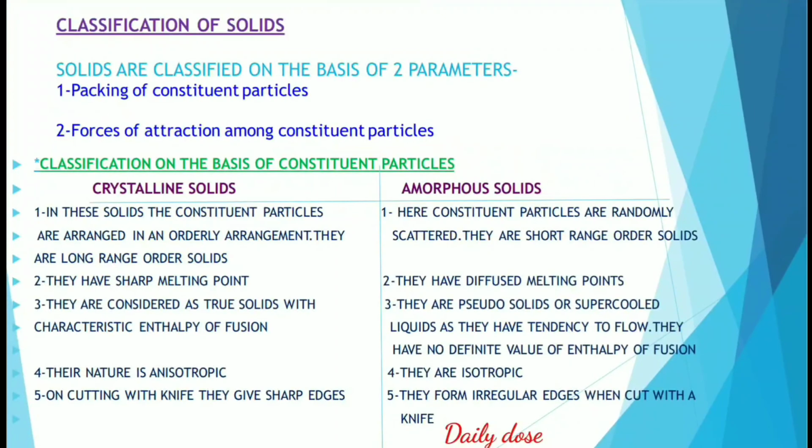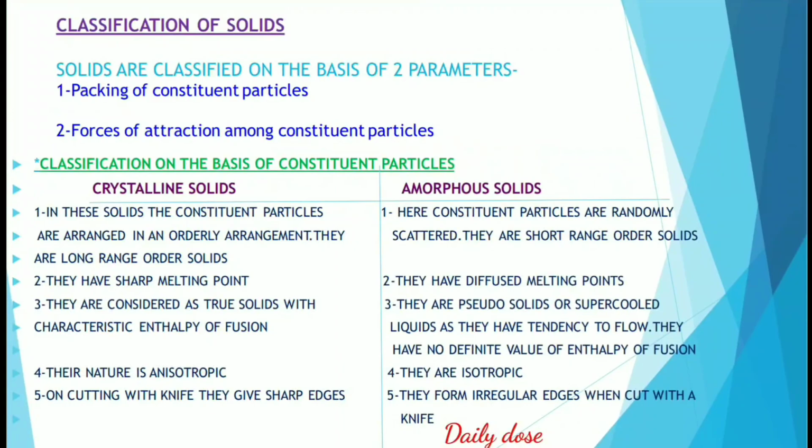Classification of solids. Well, solids are classified on the basis of two parameters: the packing of the constituent particles and forces of attraction among the constituent particles. So classification on the basis of constituent particles can be of two types, that is the crystalline solids and the amorphous solids.